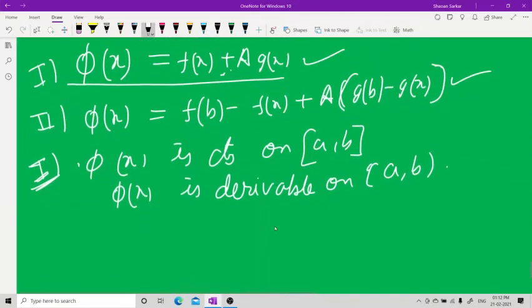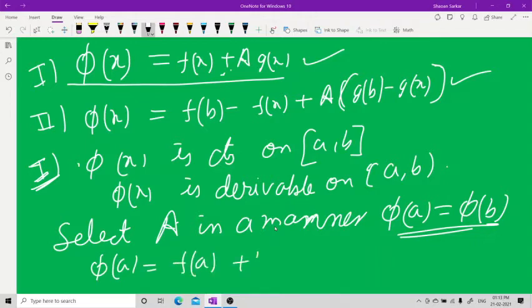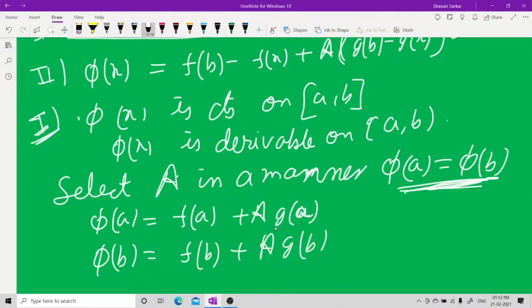Now you select a in such a manner that phi a equal to phi b. The third condition of Rolle's comes into picture. Now phi of a is nothing but fa plus a ga, and then phi of b is equal to f of b plus a gb. Now I said phi a equal to phi b, the Rolle's third condition.